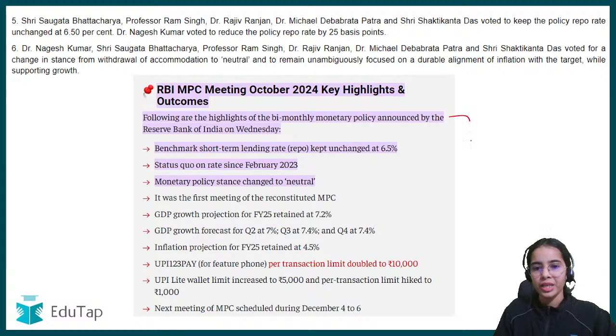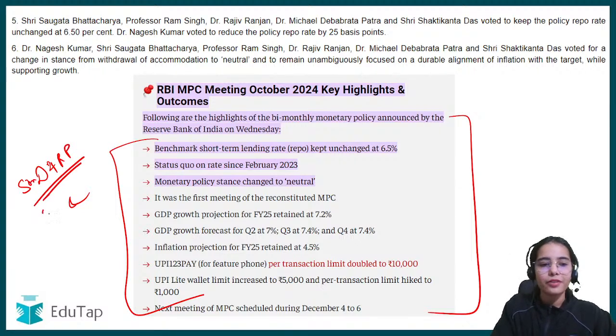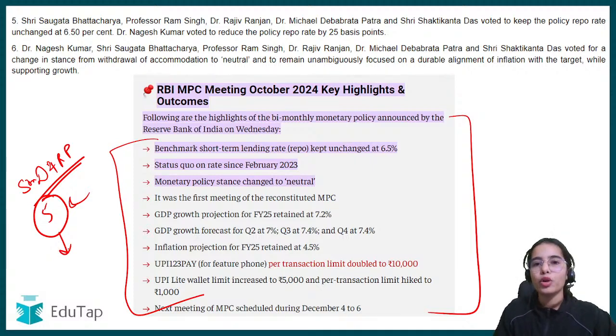Now these are the highlights of this Monetary Policy Committee. In the previous session, we also discussed the statement on developmental and regulatory policies document, in which we discussed the 5 important updates or proposals the Monetary Policy Committee has given.